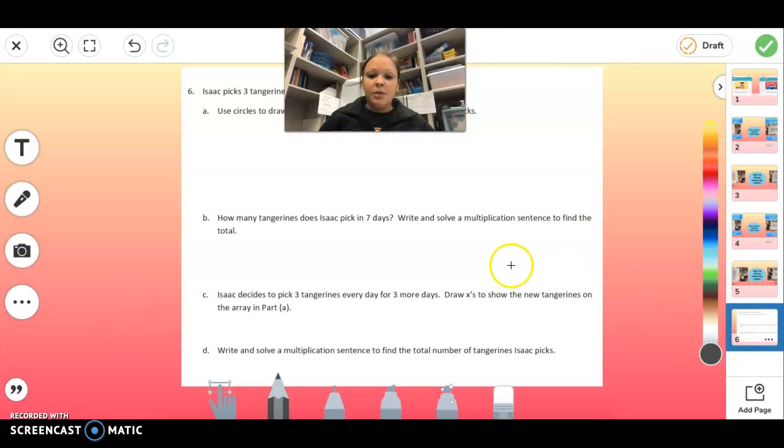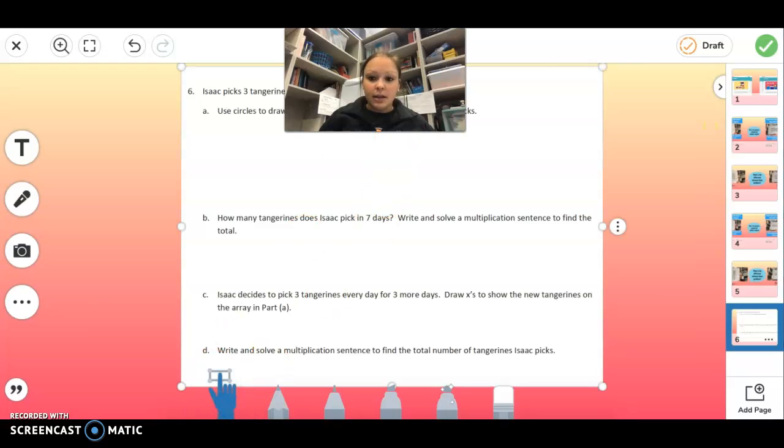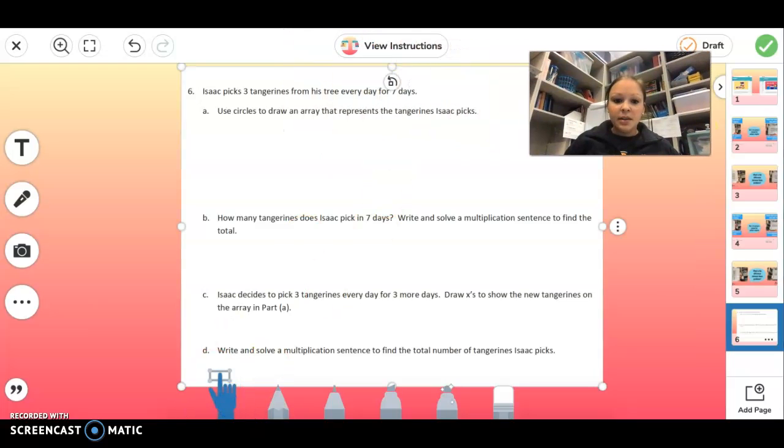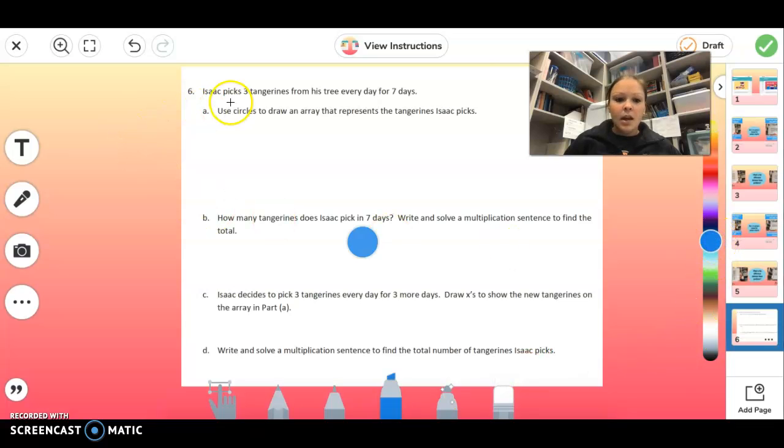So let's practice here with our problem set. Here it says, Isaac picks 3 tangerines from his tree every day for 7 days. Use circles to draw an array to represent the tangerines Isaac picks. So he picks 3 tangerines every day for 7 days. I'm going to choose to do rows of 3, 7 times.